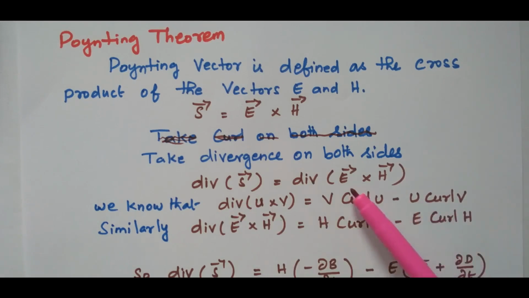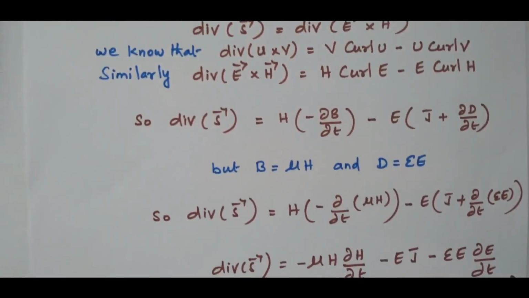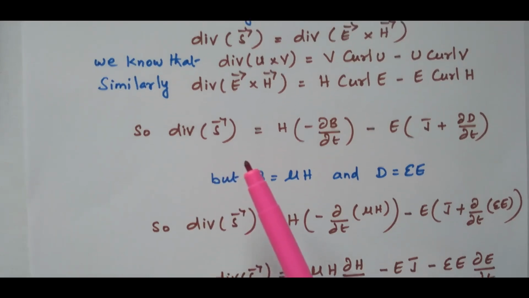Based on this general formula, we can write the divergence of E vector cross H vector as H dot curl of E minus E dot curl of H. So divergence of S equals H dot minus dou B by dou T, since curl E is minus dou B by dou T, minus E dot curl H, where curl H is J plus dou D by dou T.